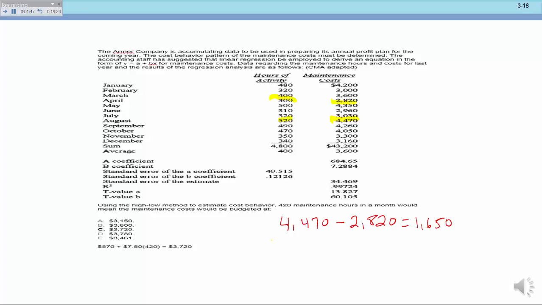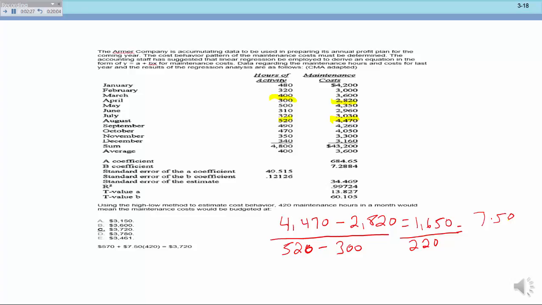Okay, so we got 1650, and we're going to divide that. That's sort of like the change in Y, right? The change in total cost. And we're going to divide that by the change in X, which is going to be 520 minus what? 300? And what's that, a change of 220? Okay, and when you do that, you get what? 7.5? Okay, good.